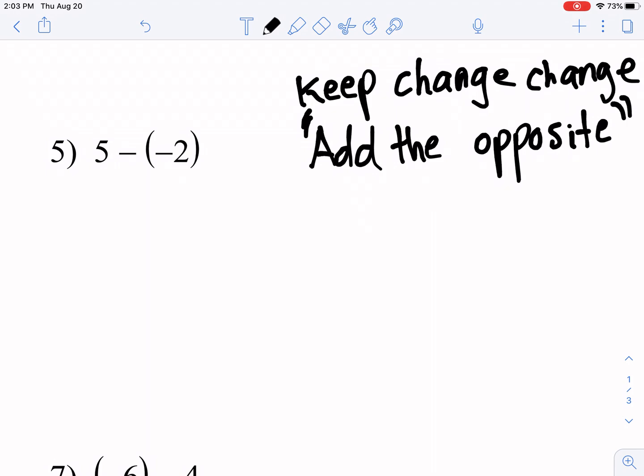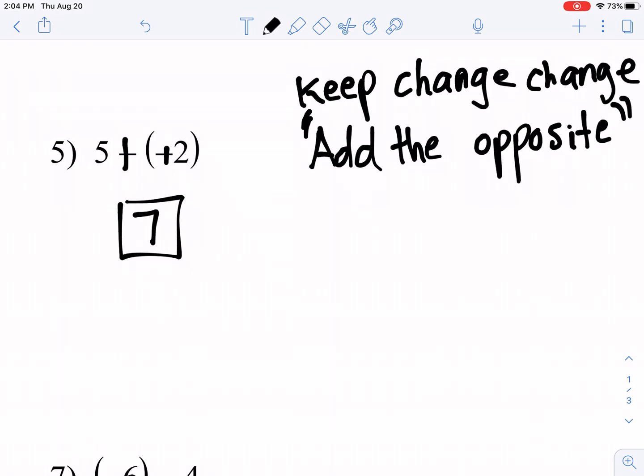And then I'm going to show you what I would do every time I come across this. So the first way we think about this, keep, change, change. We would keep 5 as a positive, change this to addition, and change this to a positive. Well, what's 5 plus a positive 2? Well, 7, right? Okay, that's one way to think about it. Another way to think about it is add the opposite. So if I subtract a negative, that really means add the opposite. Well, what's the opposite of a negative 2? A positive 2, right?